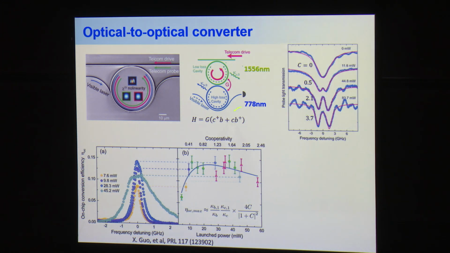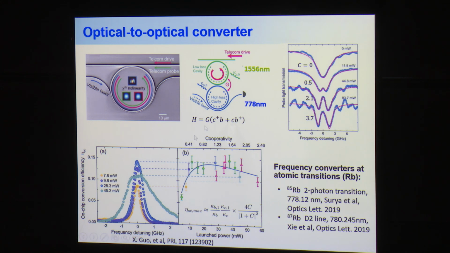Again, the reason we designed this harmonic mode at 778 nanometer or 780 nanometer is that we really targeted to address rubidium transitions. There are two recent papers we published. In this paper, we tuned the second harmonic mode to match the rubidium 85 two-photon transition. That's for the atomic clock application. In another paper, we tuned to the rubidium 87 D2 transition, also for clock applications. That means you can use this converter to interface with your cold atoms.